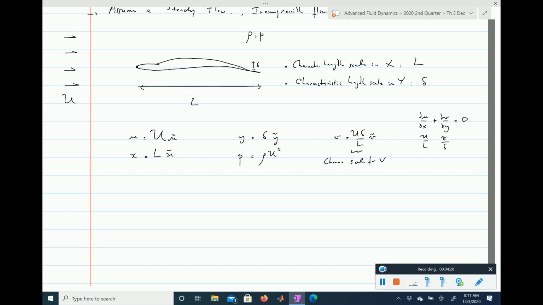So we'll start with the x component of the momentum equation. I'm writing it here, writing all of the terms. I'm not putting the rho du/dt term because we're assuming the flow to be steady.